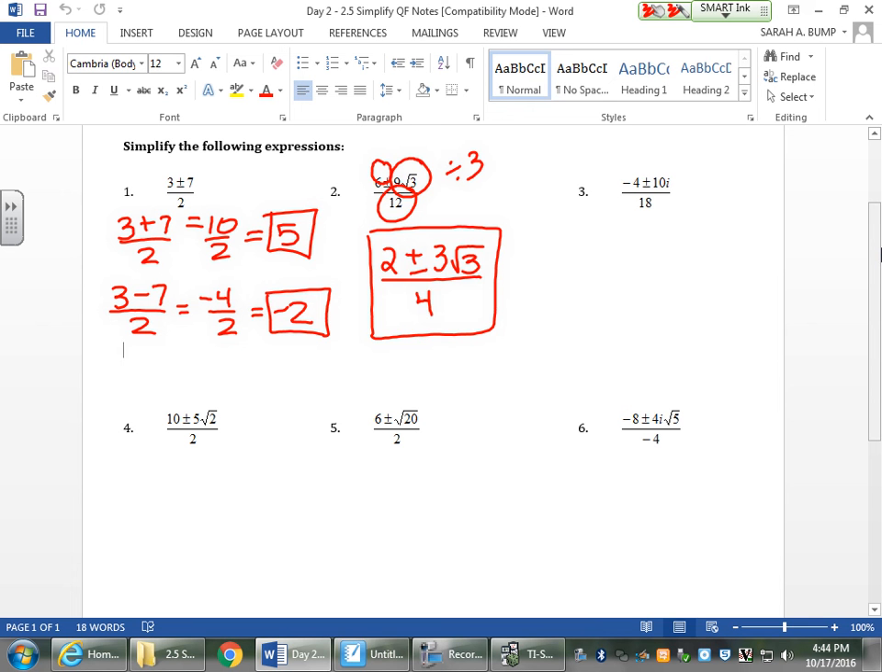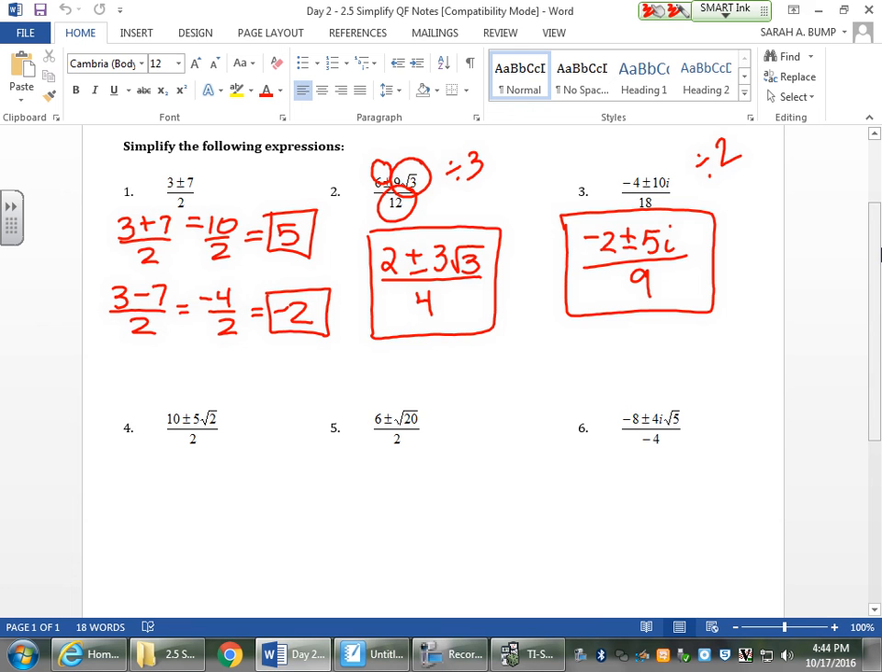Number 3, can't combine them because of the i. So you look at what you can divide all of the terms by. And in this problem, it's only a 2. So we're going to divide them all by 2. And you're done.